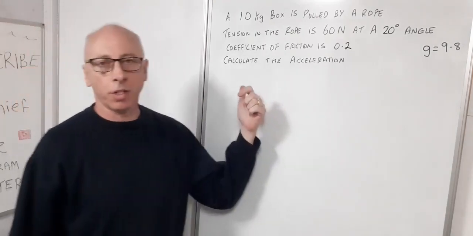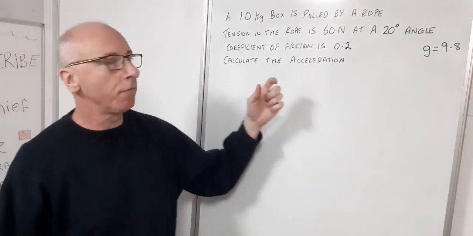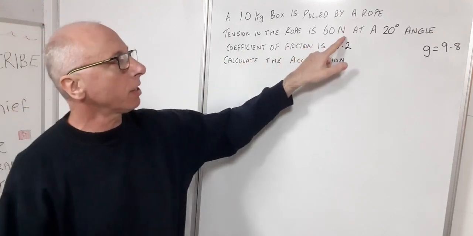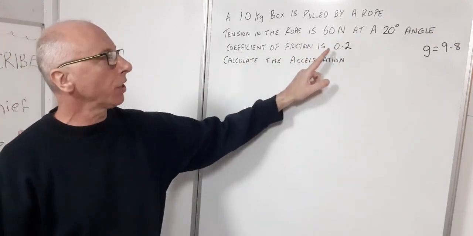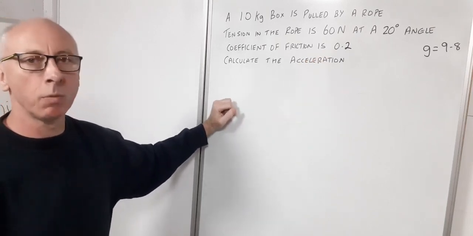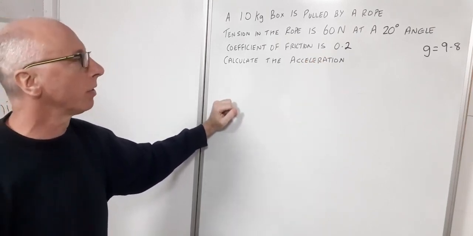So we've got a question here. We've got a 10 kilo box which is pulled along by a rope. The tension in the rope is 60 newtons at a 20-degree angle. The coefficient of friction is 0.2 and we want to calculate the acceleration.